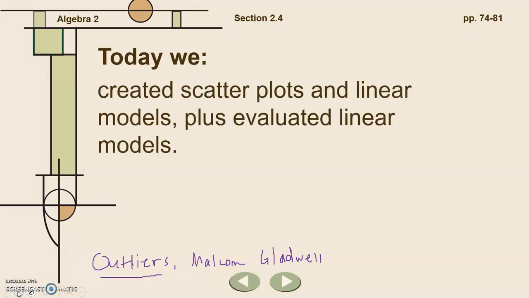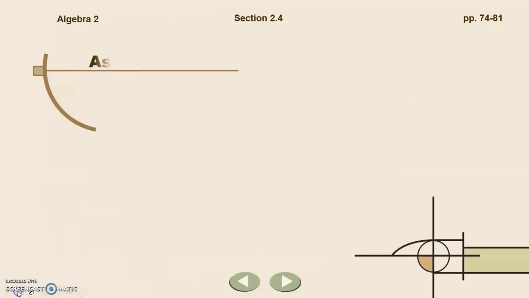Today we created scatterplots and linear models, and we evaluated linear models. If you guys have any questions, be sure to ask me next class.